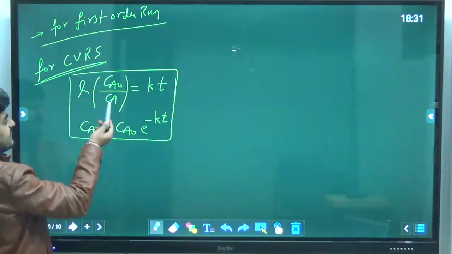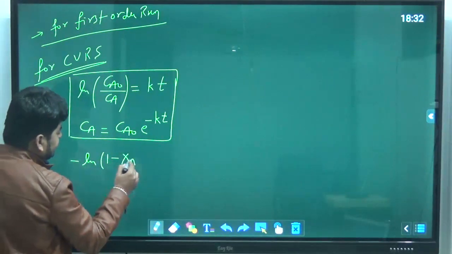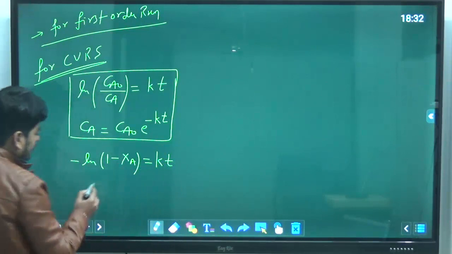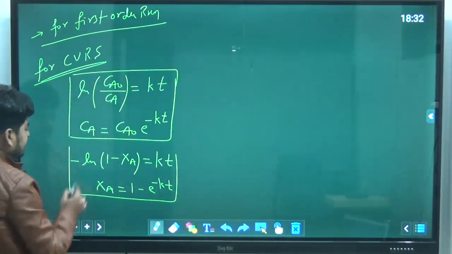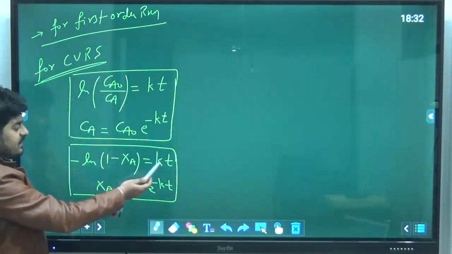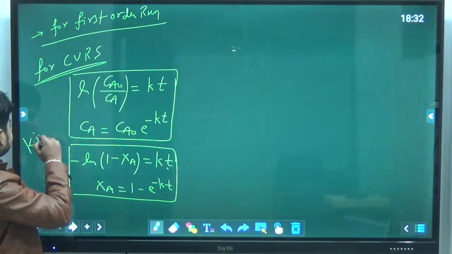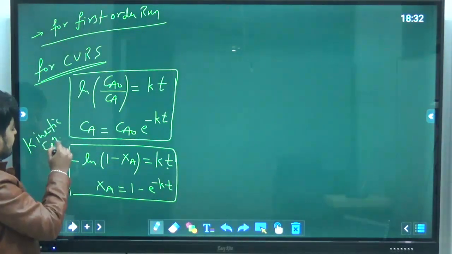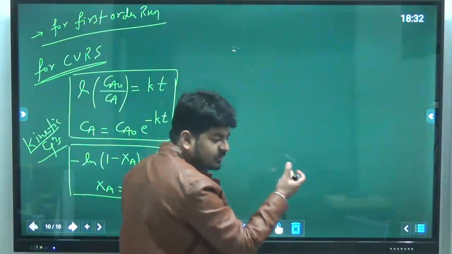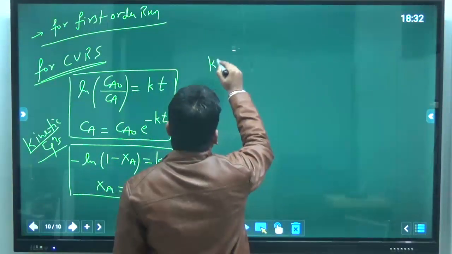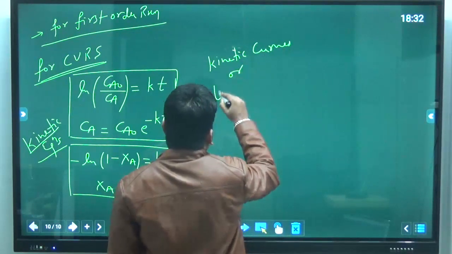In terms of conversion, you can write Ca as Ca naught into 1 minus Xa, so it will become minus ln 1 minus Xa is equal to kT. Or you can also write it as Xa equal to 1 minus e to the power minus kT. So all these equations which relate rate constant k, reaction time T with concentration or conversion are called kinetic equations. These are the kinetic equations for first order reaction system. And their curves, if you plot these equations on a graph, are known as kinetic curves, or you can say Levenspiel curves.